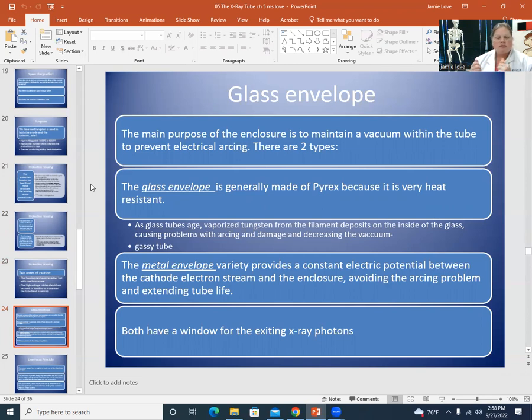Anybody know about Pyrex casserole dishes? I'll talk about that in class. As the tube ages, it can become vaporized. So that's why they moved on to this metal type. It helps extend it, avoids that problem of the gassy tube. We call that arcing. Both of them have a little window, a thinner spot for the X-rays to exit through so it doesn't absorb them as much.